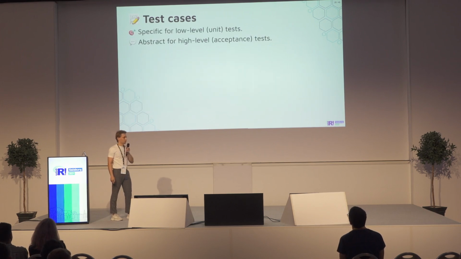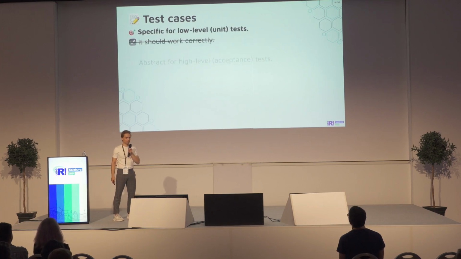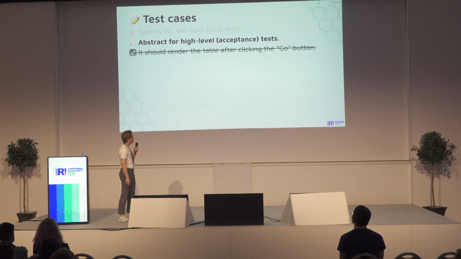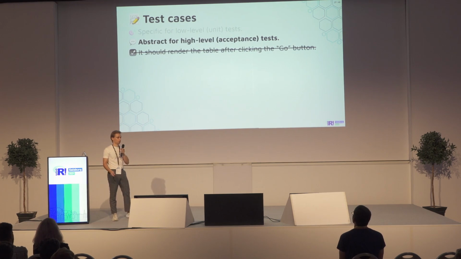And it's also useful to remember that when we are focusing on very specific low-level functions, it's better to be specific in our test case titles. Instead of just saying that it works correctly, it's better to say, for example, that it should throw an error when a certain condition occurs. This is way more informative, and then you don't need to dive deep into code to check what this function actually does.